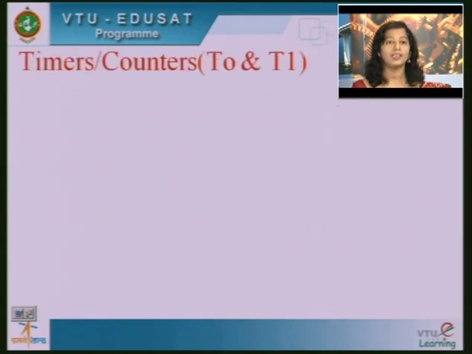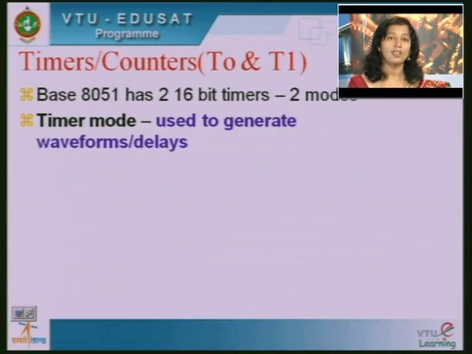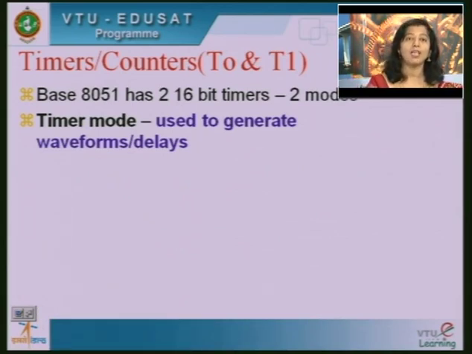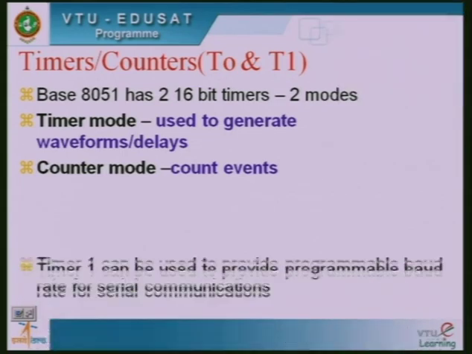Then we have two 16-bit timers or counters. These timers can work in two modes. One is called the timer mode. This timer mode is used to generate waveforms or delays. We can generate different types of waveforms or delays in the timer mode. In the counter mode, I can use this timer to count events. Say some event is happening, how many times does it happen? It can be used as a counter, just to count the number of times.